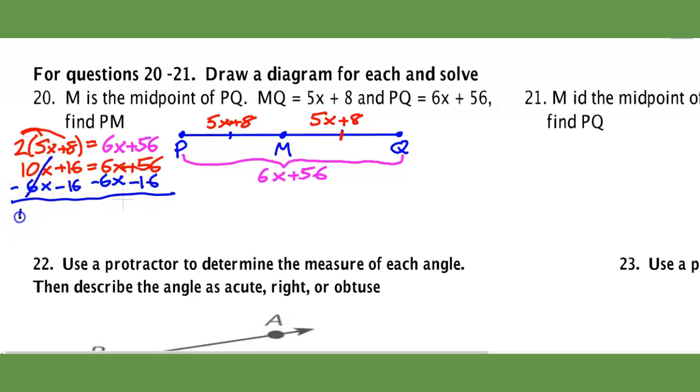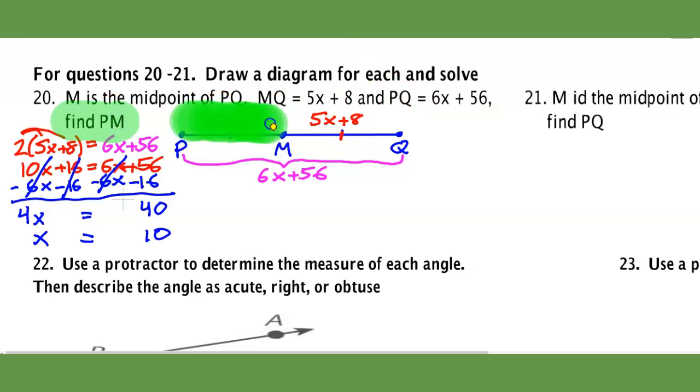We have 4x equals 56 minus 16 would be 40, which will leave us at x equal to 10. All right, so we're almost there. We know that x equals 10, and what are we trying to find? Find PM. So PM will be right here. Let's just substitute in 10. Let's write this out. PM will be 5 times 10 plus 8, 50 plus 8. So PM will equal 58.